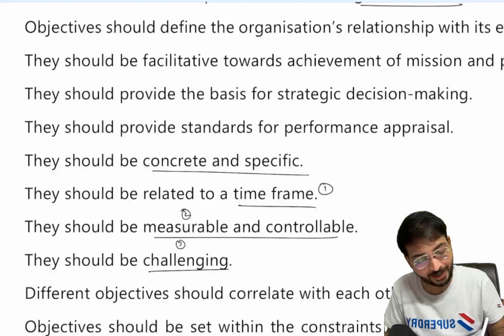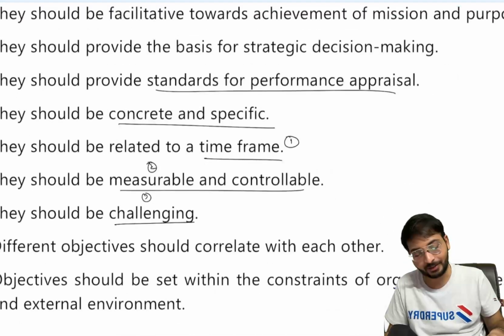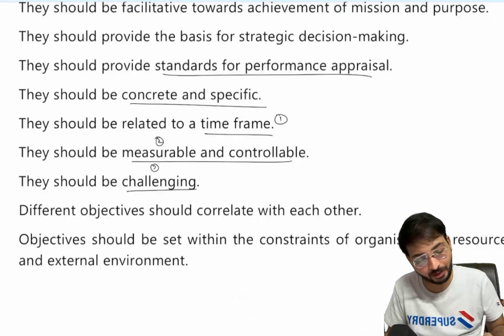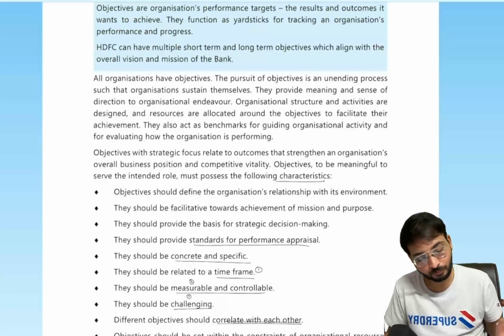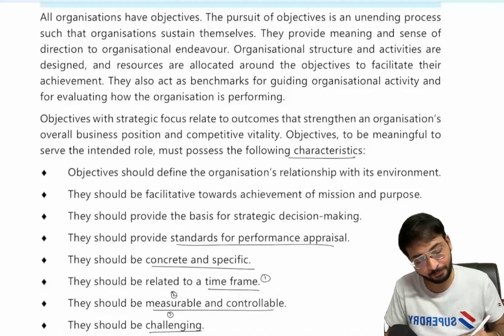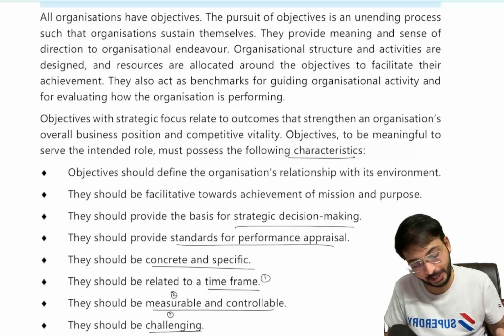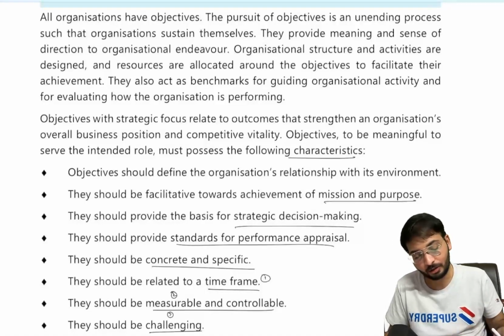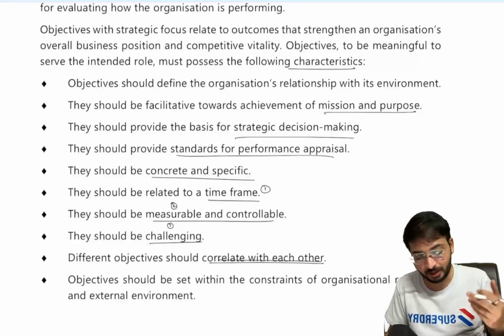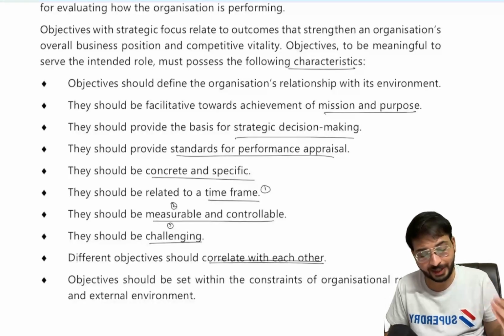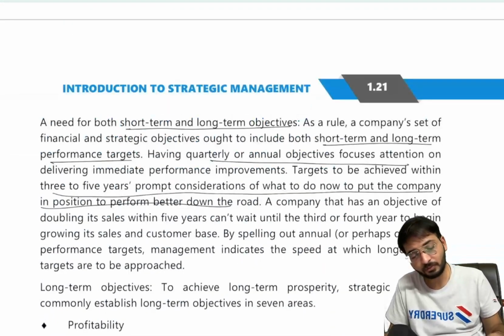Objectives provide a standard for performance appraisal, and they should correlate with each other, each group 1, group 2, all this you have to properly do. And they should be helpful for decision making, they should be helpful towards the mission and purpose. You can write the main 3-4 points, remember, that will be fine. It is like time frame, measurable and controllable. It should be challenging, it should be correlating with each other. Clear? Yes.